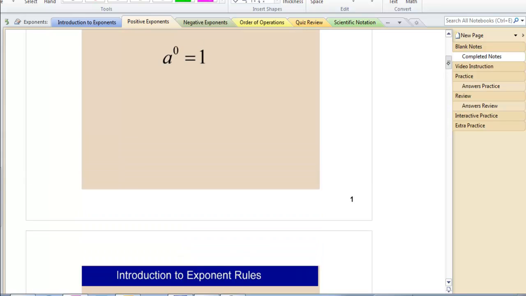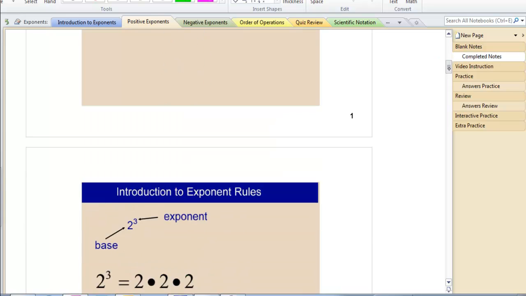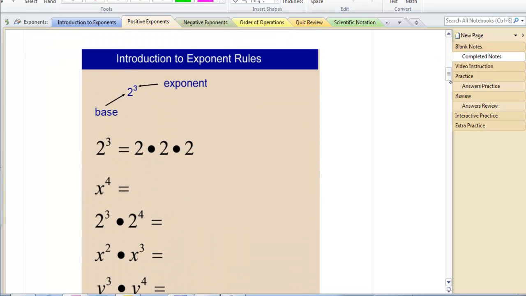So we already learned the rule a to the 0 power equals 1, or x to the 0 power equals 1. You can think of it any way, but any number raised to the 0 power is always 1. Now we're going to learn some other rules. We learned in our previous lesson that 2 to the fourth is 2 times 2 times 2 times 2. So what is x to the fourth? X times x times x times x, right?